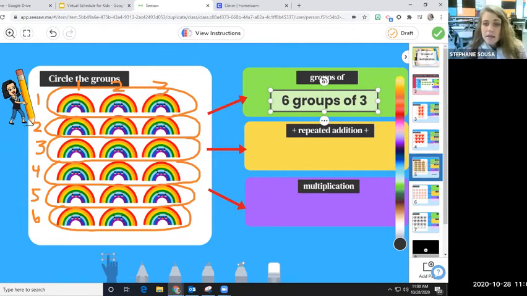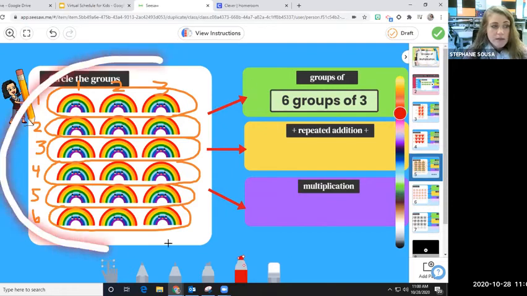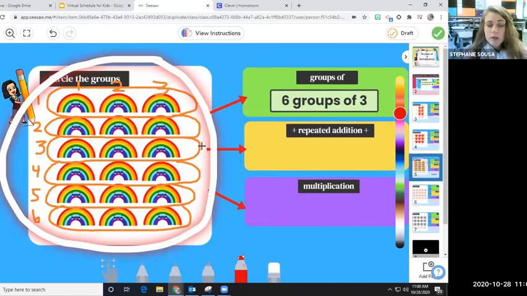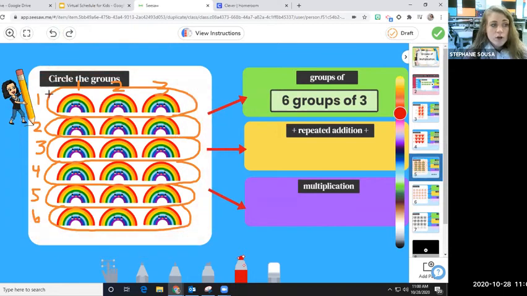I'm looking at some of your screens and I'm noticing that you are not circling the groups. Several of you are circling the whole picture on its own like this. That does not help you. You need to circle each individual row or group. Terrence, you are circling columns. We are not circling columns. We are circling groups. Please do exactly as I am doing.